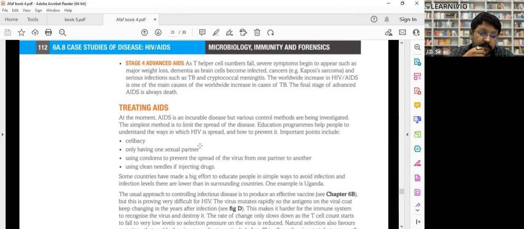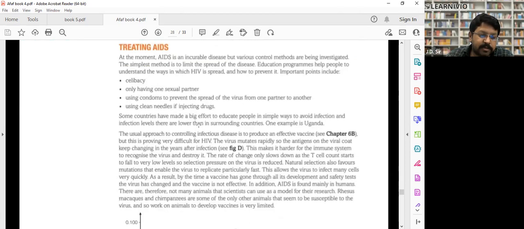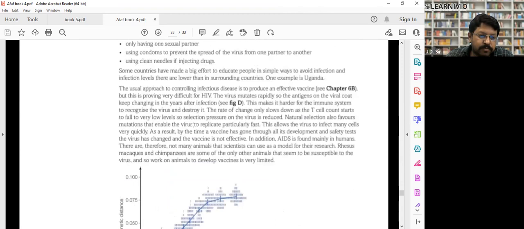Treating AIDS. AIDS is an incurable disease, but there are various control methods, like we discussed. Right, this is prevention. Education programs help people to understand how to prevent the spread of HIV, you know, right? So that is the thing which helps in preventing the spread of HIV.